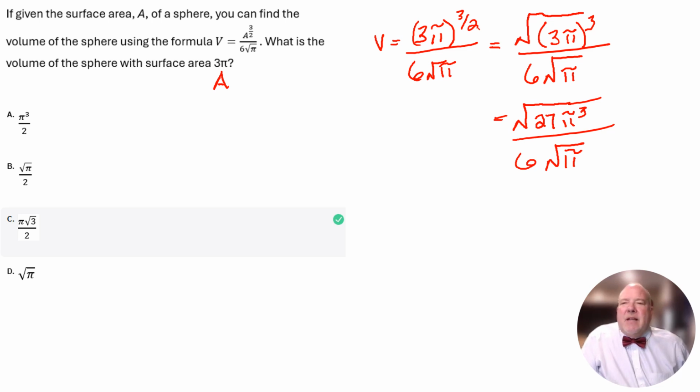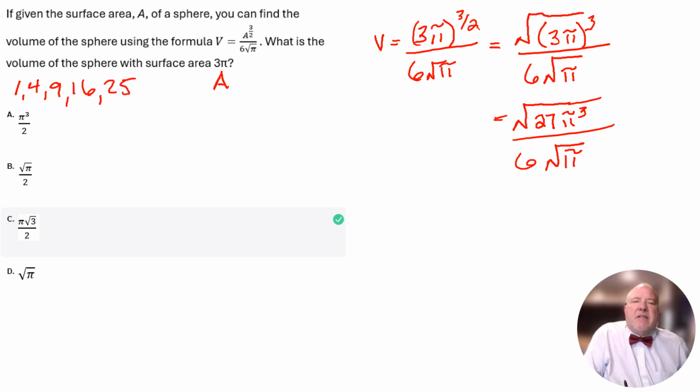Now, 27, let's see if we can get a perfect square out of that. So here are perfect squares: 1, 4, 9, 16, 25, and I'm just going to stop there. I got those from just doing, for the 1, 1 to the second power, for the 4, 2 to the second power, 3 to the second power, 4 to the second power, 5 to the second power.